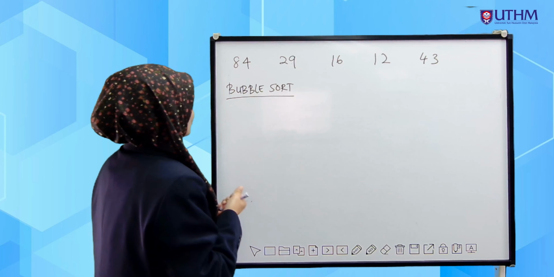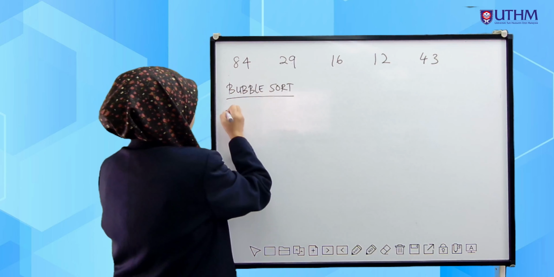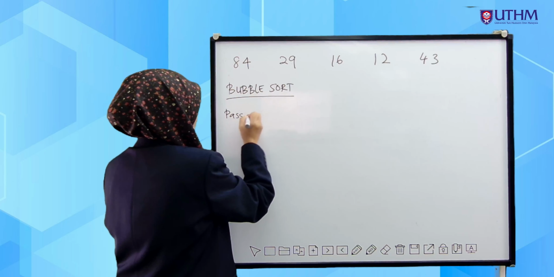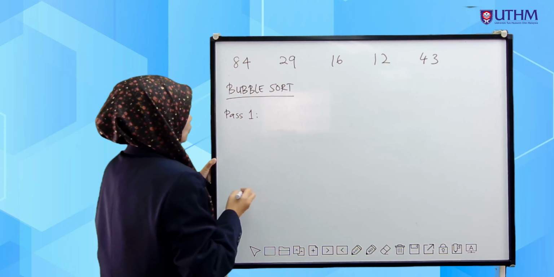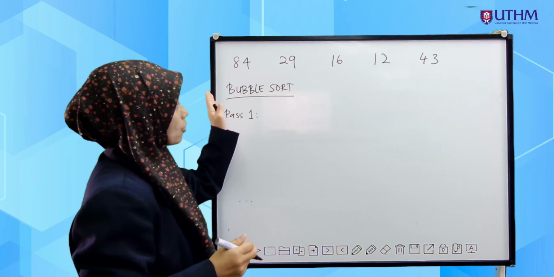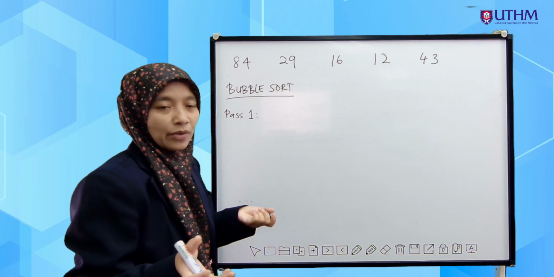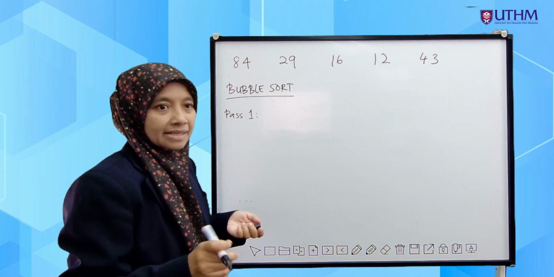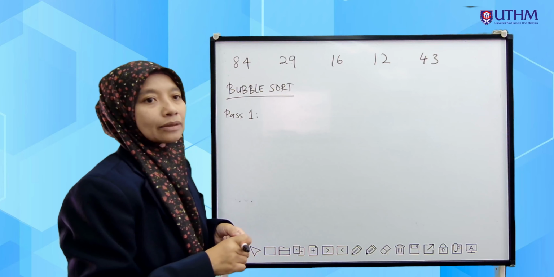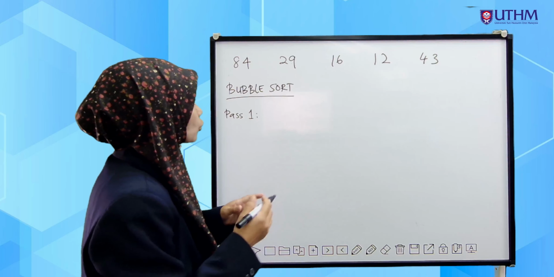Okay, so now, similar to selection sort, we will go through this for 4 passes. Total number of values that we have in the array minus 1. That is the total passes that we have to go through.